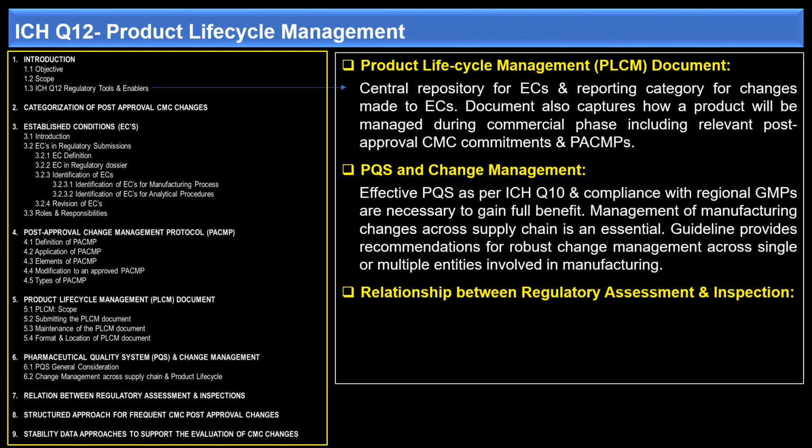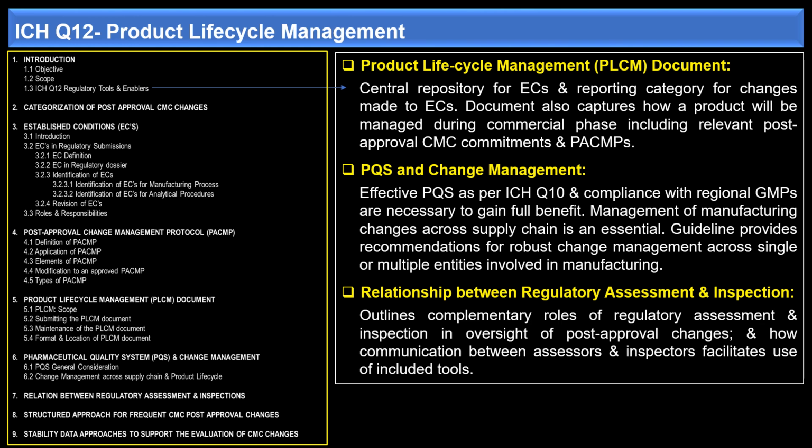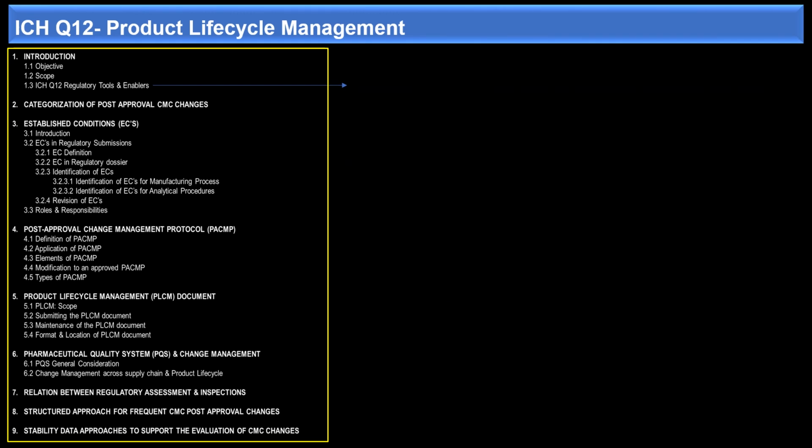The relationship between regulatory assessment and inspection. It outlines the complementary roles of regulatory assessment and inspection in oversight of post-approval changes and how communication between assessors and inspectors facilitates the use of the tools.